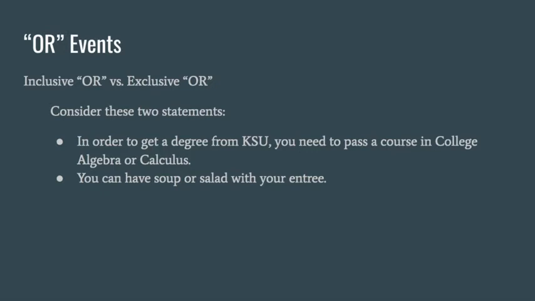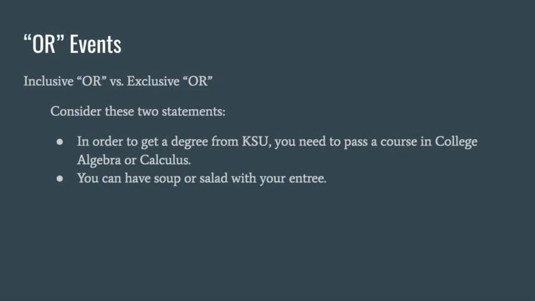In the first statement, do you think KSU would prevent you from getting a degree if you took both college algebra and calculus? Likely not. That would be weird, right? Why would they penalize you for taking extra courses? That's the inclusive or, meaning you have to take a course either in college algebra or calculus or both. You can take both and be okay. But in the second statement, that's the exclusive or, right?